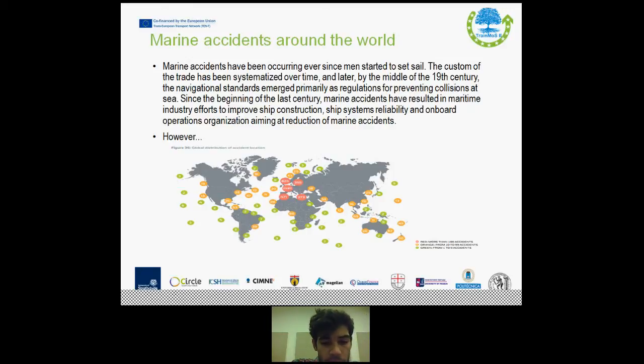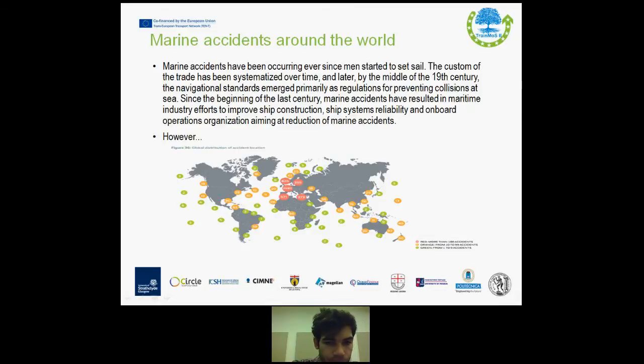Another area is the Southeast Asian area, where again many ship accidents occur. They're not depicted in this picture, but this area has heavy traffic from the developing countries, especially China, Indonesia, and India, where also, due to traffic mainly, many shipping accidents and casualties occur.